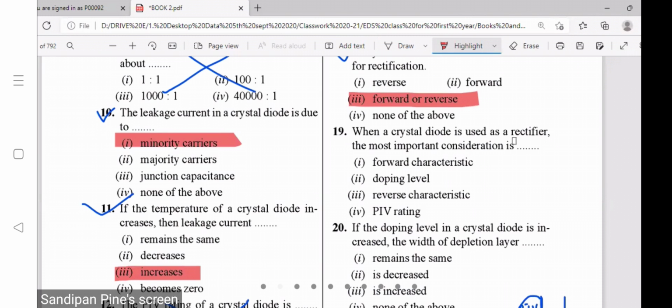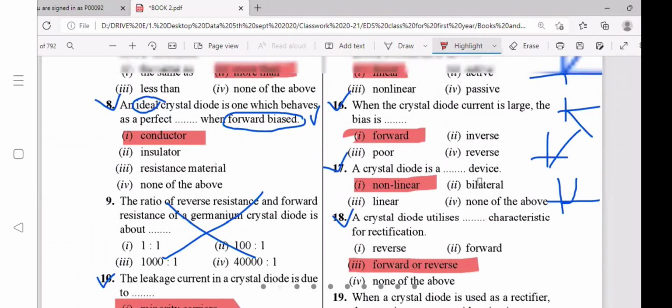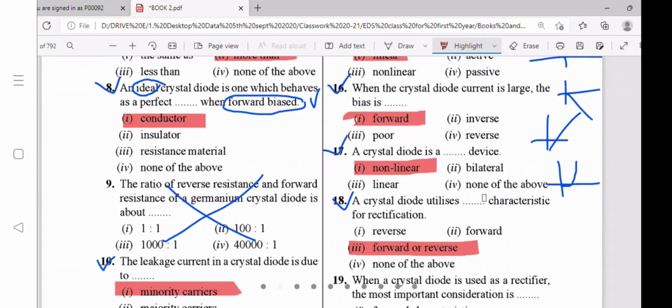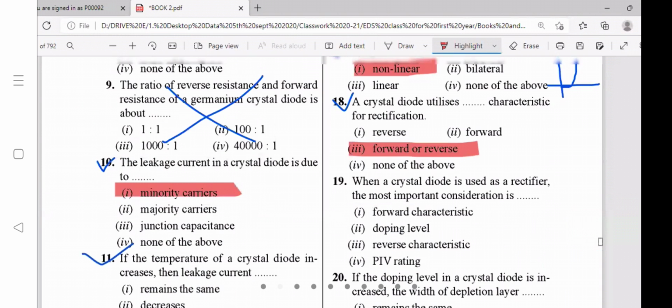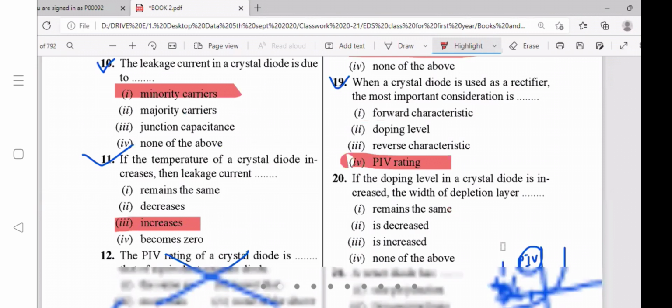When the crystal diode is used as a rectifier, the most important consideration is PIV. As just now I have told, PIV is peak inverse voltage. It is important because if you use it at more voltage compared to PIV, it will be spoiled. खराब हो जाएगा. So knowing PIV is very much important. So this is the most important consideration in case of a rectifier.